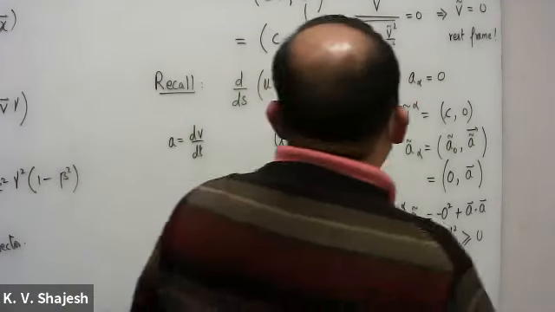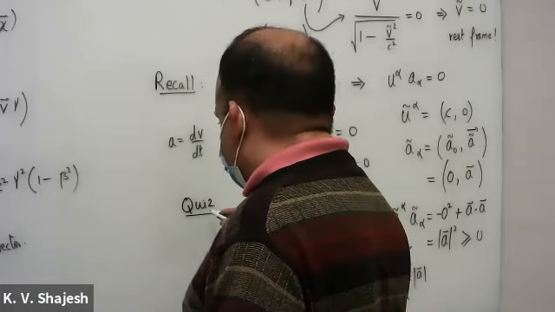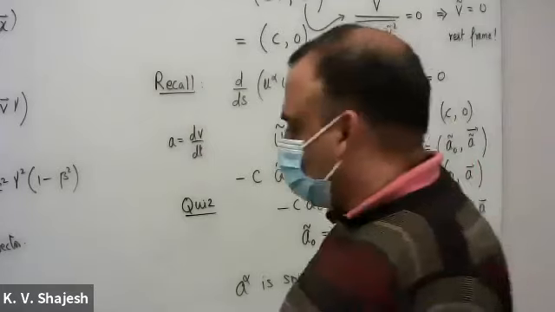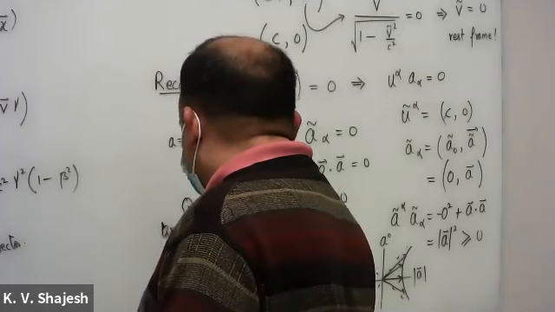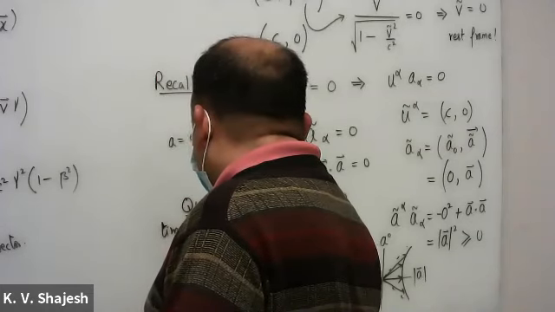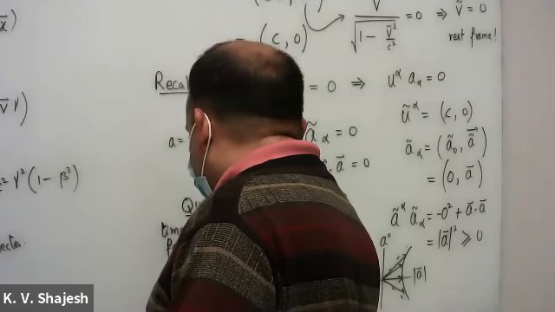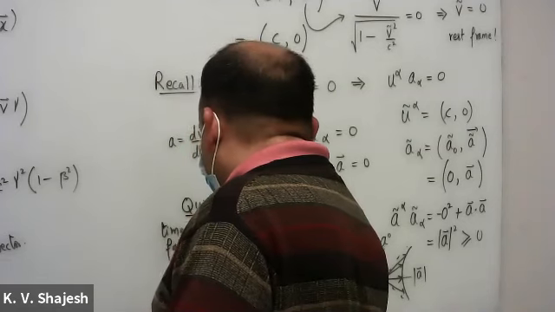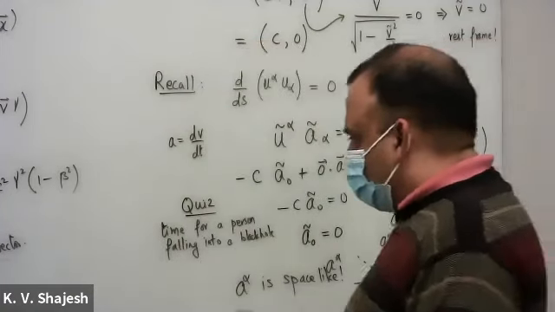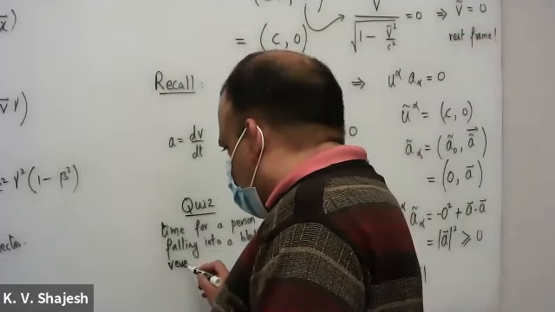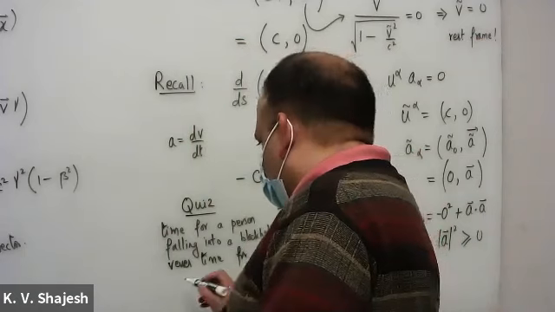So yeah, maybe I can give a quiz. Just read, don't spend too much time, like 5 minutes or something. Look for time for a person falling into a black hole. It's not even special. Versus time for a stationary observer.